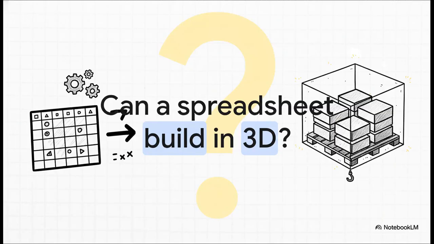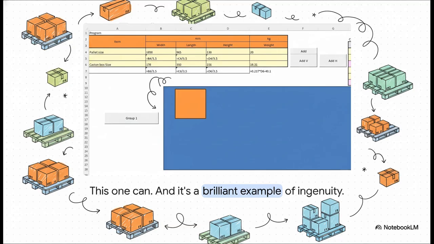It kind of feels like a trick question, doesn't it? I mean, a spreadsheet is all about flat, two-dimensional grids. How on earth could it possibly create a three-dimensional object that you can actually see and rotate in space? And yet, here you go.